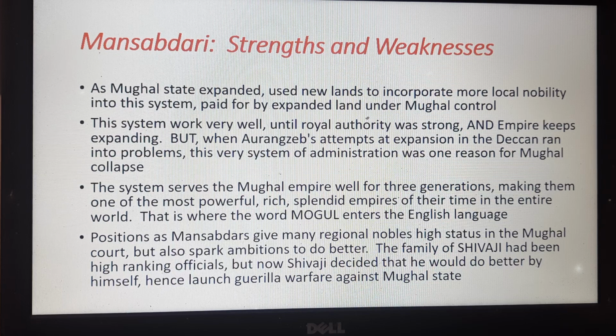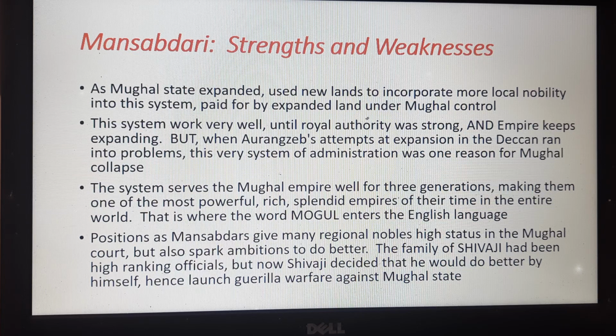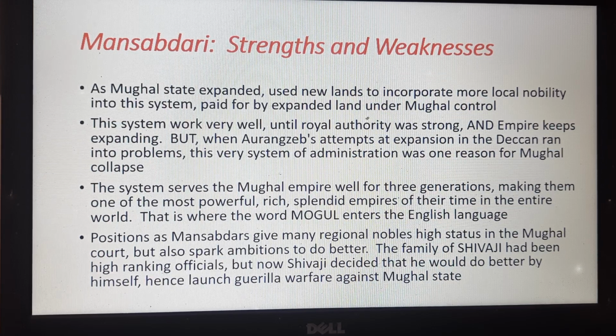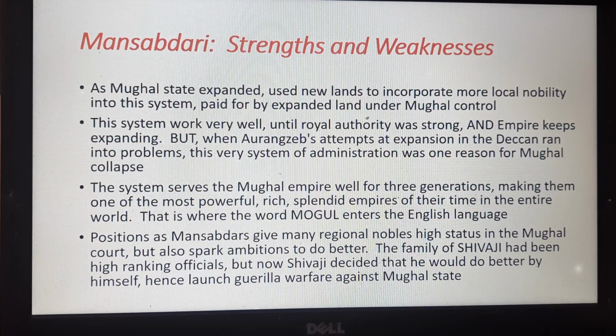Positions as Mansabdars gave many regional nobles high status in the Mughal court, but also sparked ambitions to do better. The family of Shivaji had been high ranking officials, but now Shivaji decided that he would do better by himself, and hence launched guerrilla warfare against the Mughal state. It is said that he met them and had good relations with the Mughals, but it was not so. Many things are there we don't know.